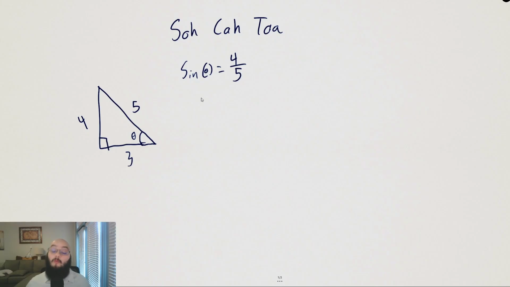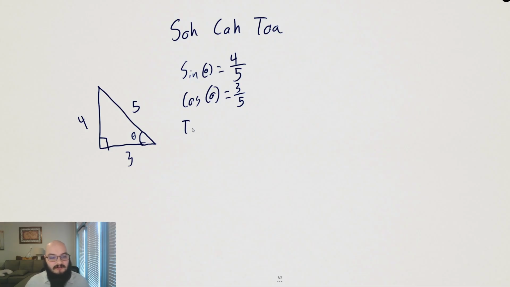And it's that simple. Whenever you're asked to find a trig function for a triangle, you are just creating a ratio of the corresponding sides. So for sine, it's the opposite over the hypotenuse. For cosine of theta, it's the adjacent over the hypotenuse. So adjacent means next to. So it's going to be this 3, the side that's connected to this angle. It's going to be 3 over the hypotenuse, which is 5. So cosine of theta is 3 over 5 for this triangle.